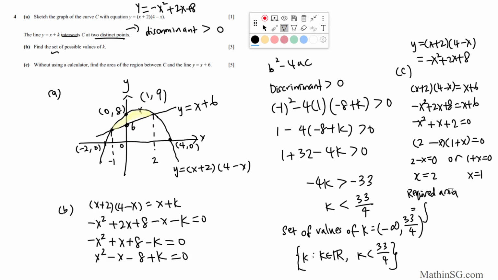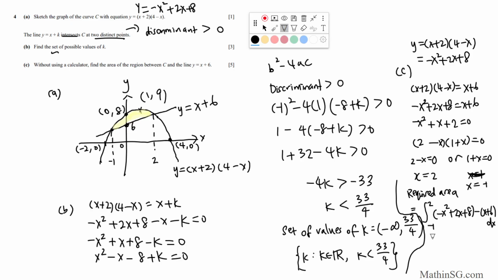So what I'll do is, I know that to find the area of this shaded part, it is integrate the top curve minus integrate the line from x equals minus 1 to 2. So from minus 1 to 2, I have minus x squared plus 2x plus 8 minus the bottom line, which is x plus 6. It's a bit squeezy here, let me put a line here.